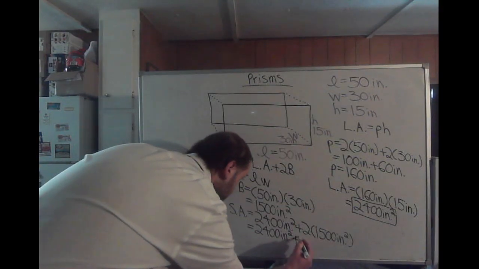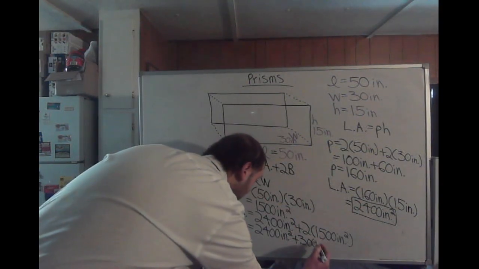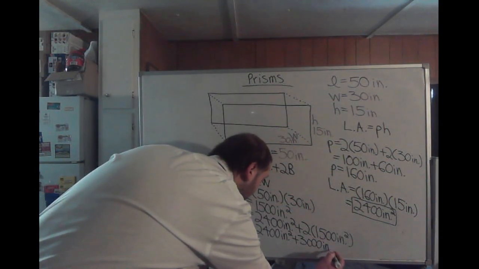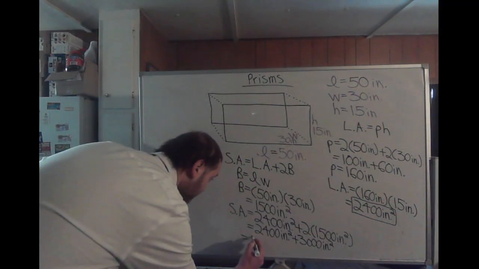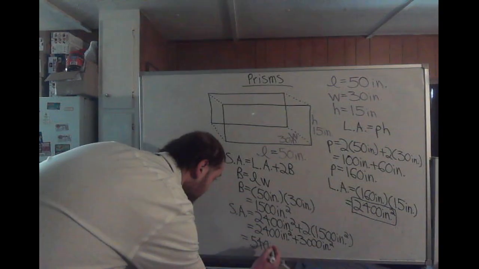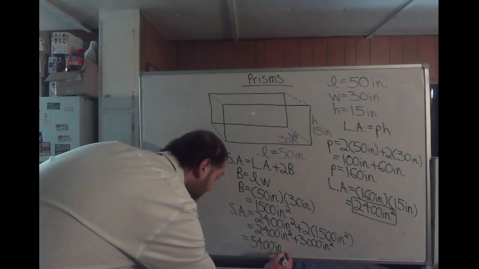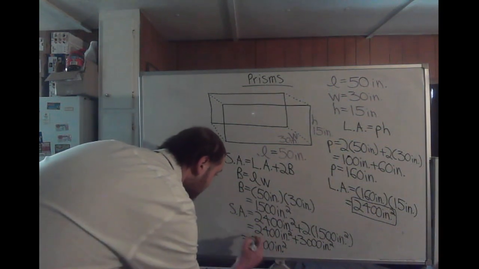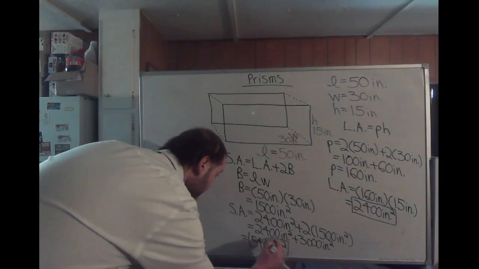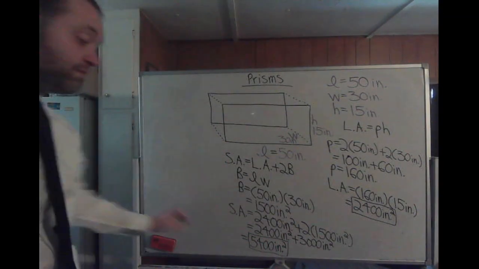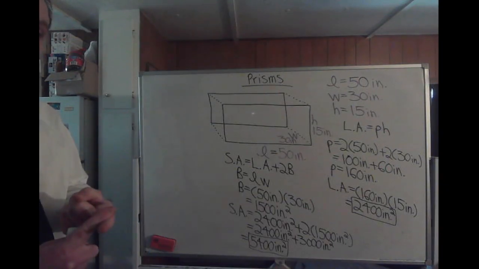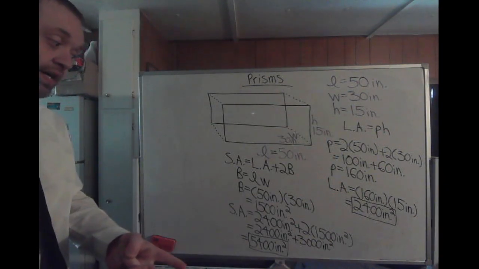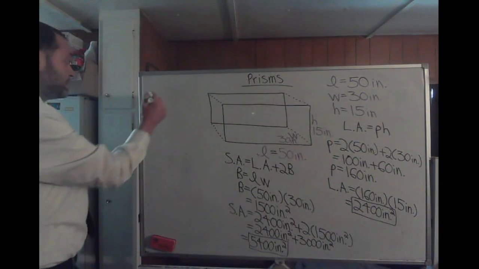plus 3000 square inches, which means your surface area would be 5400 square inches. So the surface area of this prism would be 5400 square inches. So we found the lateral area, we found the surface area. Now we need to find the volume.